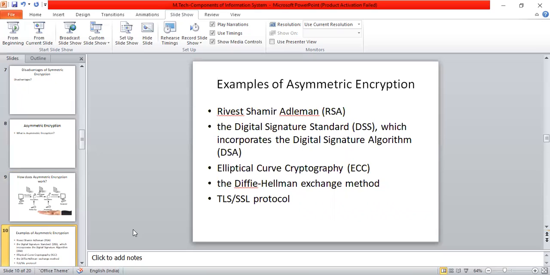In this case, TLS/SSL uses asymmetric encryption to establish a secure client-server session, while the client and server generate symmetric encryption keys. This is known as the TLS handshake. After the TLS handshake is complete, the client-server session keys are used to encrypt the information exchanged in this session. And DSS, which incorporates the Digital Signature Algorithm, DSA, is the perfect example of asymmetric digital signature authentication.